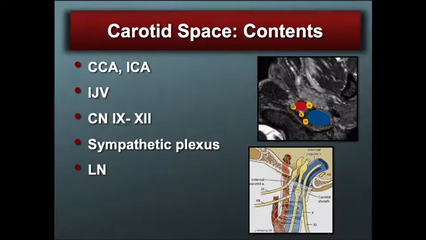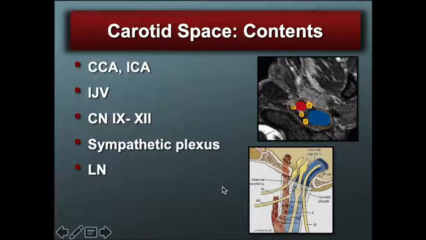What are the contents of this space? Common and internal carotid arteries will be seen in this space, depending on the level you're looking at. Internal jugular vein will extend throughout it, and several cranial nerves are seen in this space. The vagal nerve extends throughout its course, but the additional cranial nerves kind of enter a little higher into the carotid space, so they are only present in the upper levels of the carotid space.